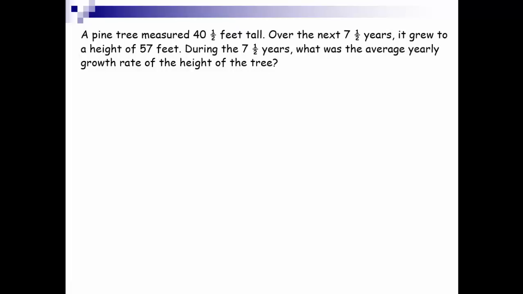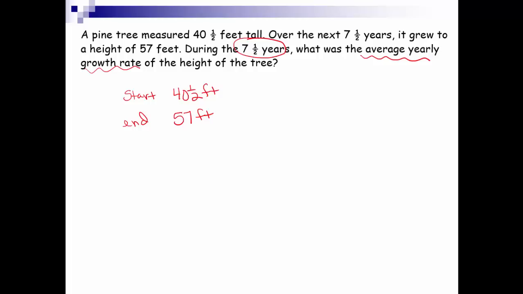A pine tree measured 40 1/2 feet tall. Over the next 7 1/2 years, it grew to a height of 57 feet. During the 7 1/2 years, what was the average yearly growth rate for the height of the tree? So we know it started at 40 1/2 feet. It grew, and at the end, it was 57 feet. And the amount of time it grew was 7.5 years. I want to know the average yearly growth rate. That means how much it grew per year.